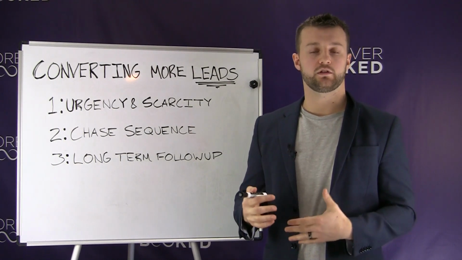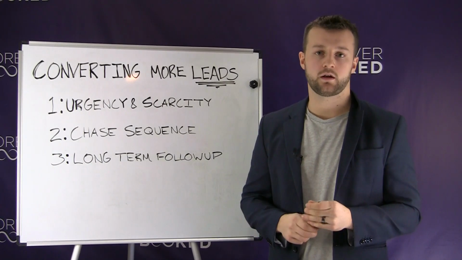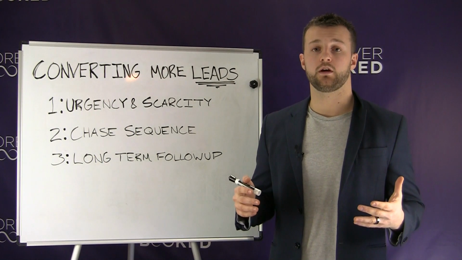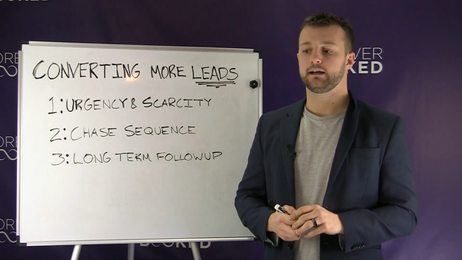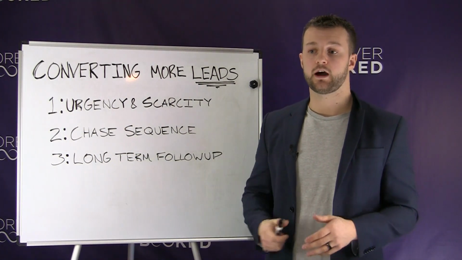So you may have an autoresponder already. Some examples could be MailChimp, Constant Contact, Aweber, Infusionsoft. There's a bunch of different software out there that you can use to automatically send out a sequence of emails over a long period of time.